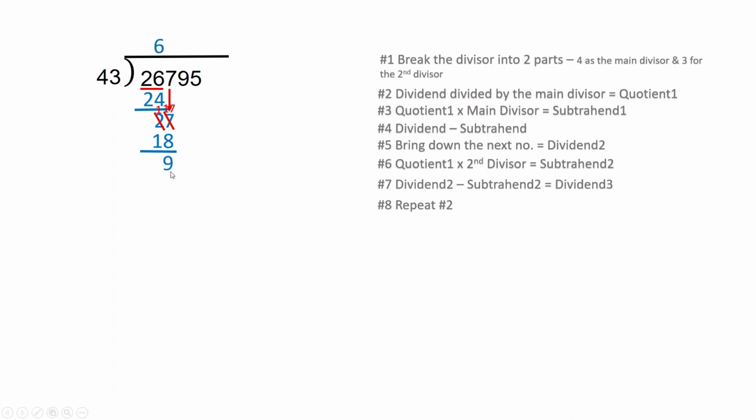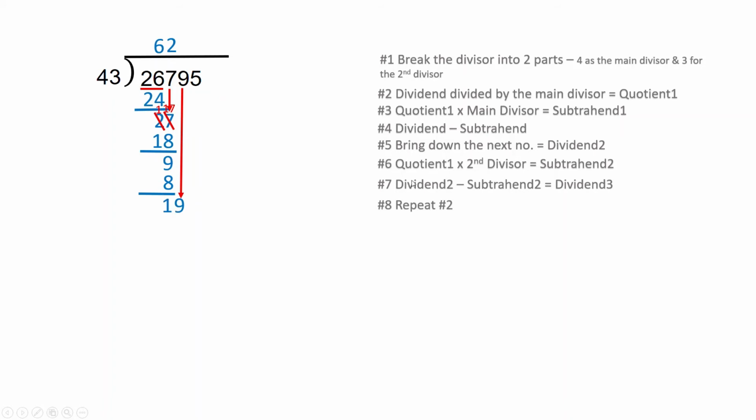So, yung 9 divided by 4 is equals to 2. The next is, yung quotient natin na 2, i-multiply natin sa main divisor natin na 4, which is, yung answer natin is 8. And the next step is dividend minus subtrahend. So, 9 minus 8 is equals to 1. So, we bring down the next number, which is 9. So, new dividend natin is 19.